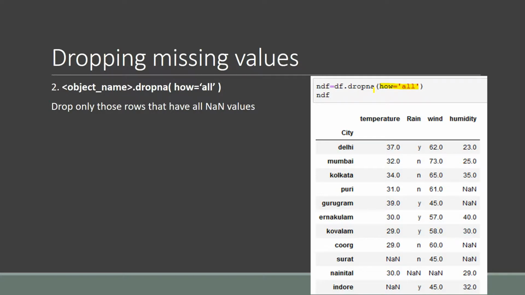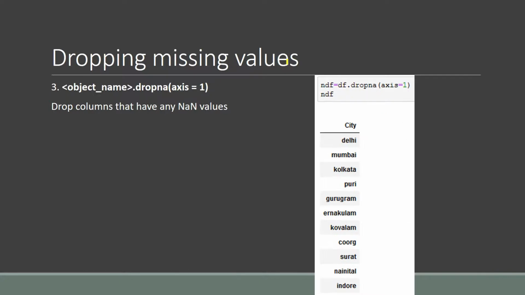Next, if we want to drop the missing values in a column, if a column has any missing value or any NaN value, then it will be dropped. Then we have to write axis equal to 1 with dropna. We have to write axis equal to 1. Axis equal to 1 means we are working on columns.